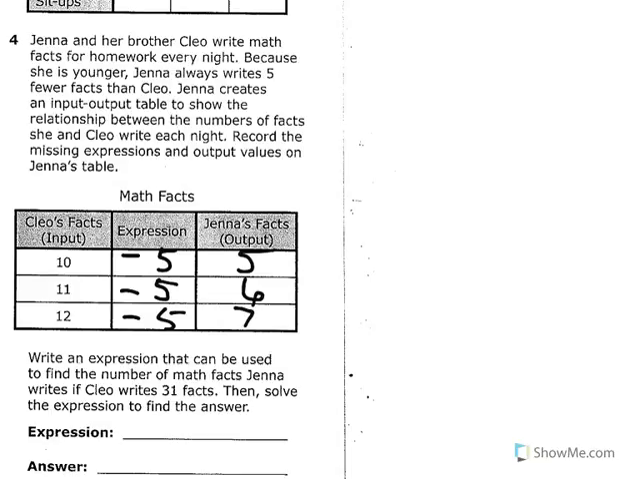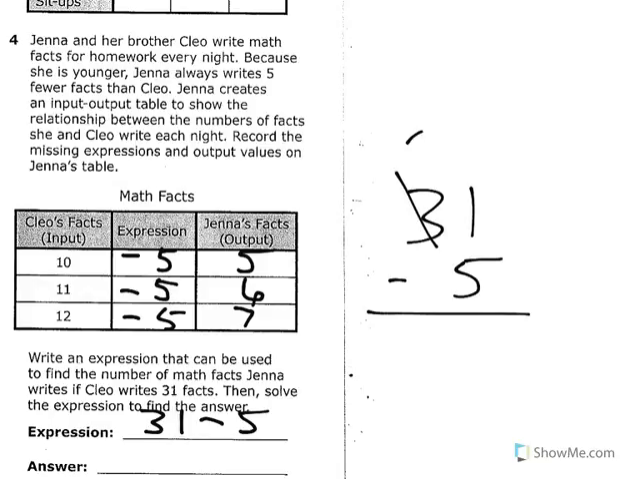Okay, write an expression that can be used to find the number of math facts Gina writes if Cleo writes 31 facts. Then solve the expression to find the answer. So the expression would be 31 minus 5. I do it over here, 31 minus 5. Means I need to regroup. That'll be a 2, and that becomes a 1. So 5 from 11 is 6, and then 0 from 2 is 2, so that would be 26 facts.